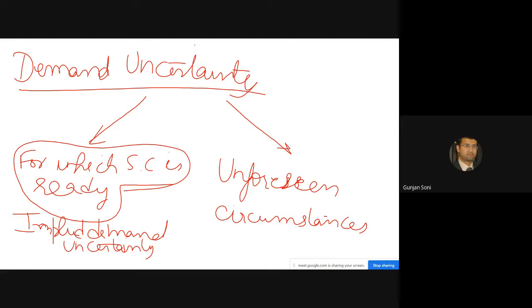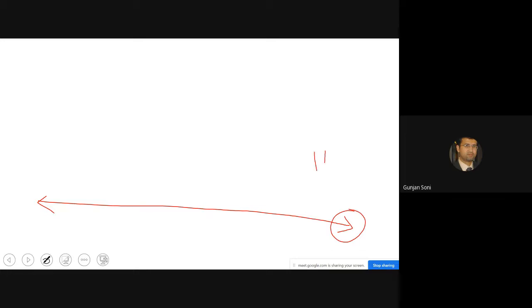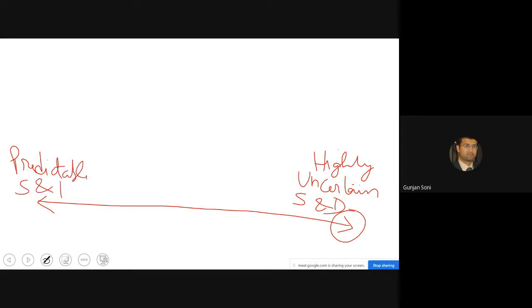So there is a spectrum. We can make a spectrum. Here on this side we have highly uncertain supply and demand, and on this side we have predictable supply and demand. Now I would like to place some products on both sides. I would like to write some names of the products which fall on either side.